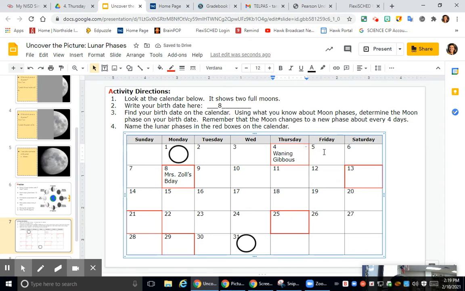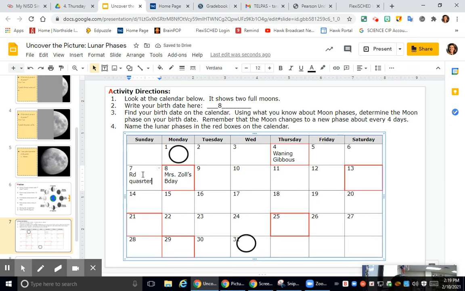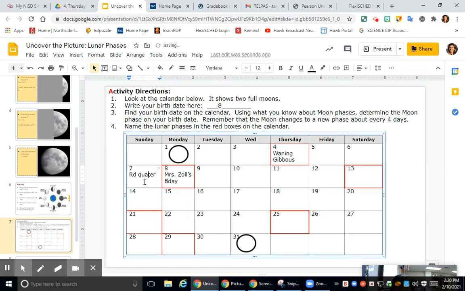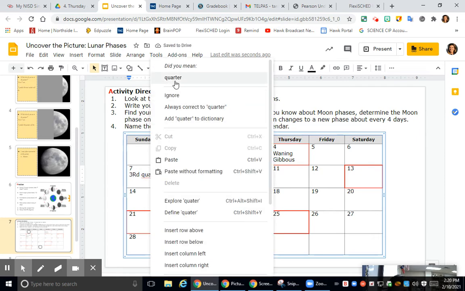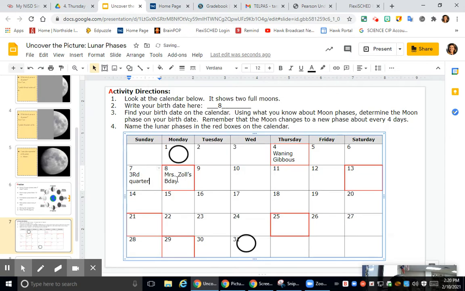So I'm going to have a waning gibbous for a few days. About here, on 7 days, I'm going to be at one of those major phases. So this would be my third quarter phase. And that third quarter phase is going to last 1 to 2 days. So I'm going to have a third quarter on my birthday. That third quarter is going to last there.